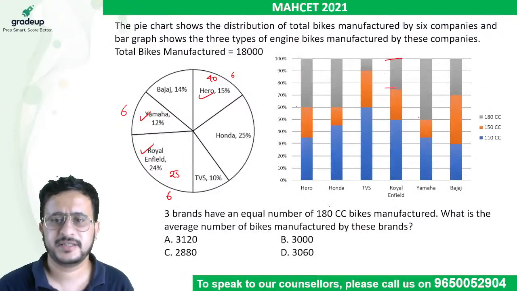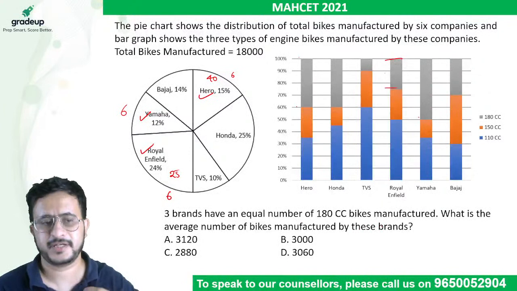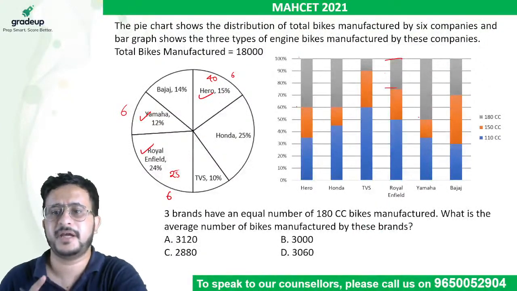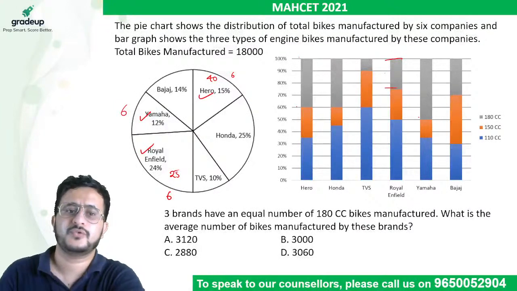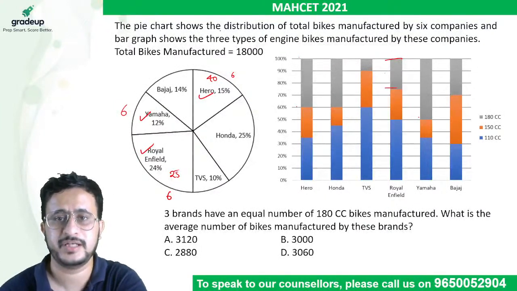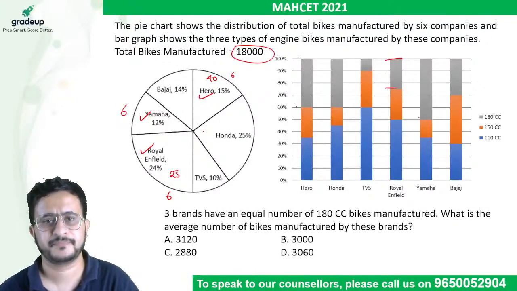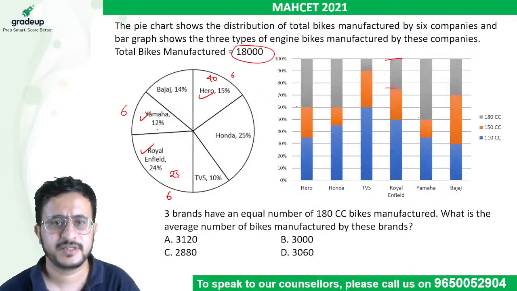Now what is it saying? It is saying that what is the average number of bikes manufactured by these brands. Okay, so do not calculate the number. So remember, in pie charts, use this total value only in the final calculation. Do not use this value in intermediate calculation. I have to find average of these, right? So take average of these numbers first.